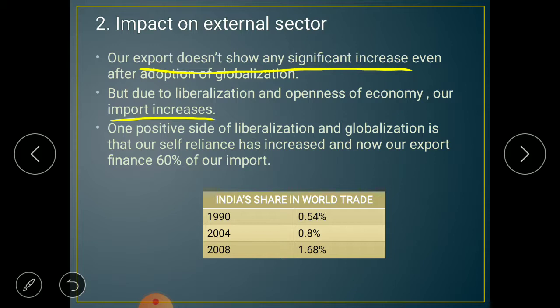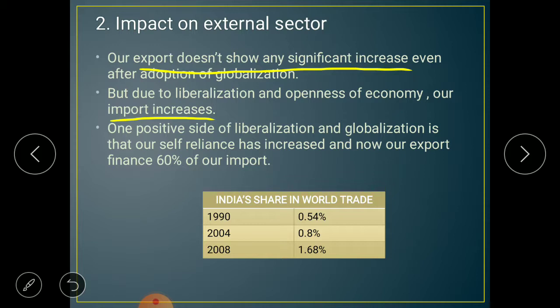But one positive side of liberalization and globalization is that our self reliance has increased, and now our export finances 60% of our import. See, no doubt our export doesn't show significant increase, though it is increased, but not to an enormous amount. It has shown a slight increase in our export ratio. But what happened due to this globalization, that now we are earning from the export, and whatever the bills we need to pay for import, it will be set off from the exports earning only.